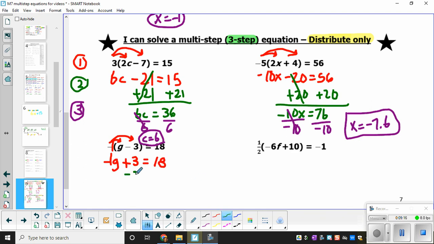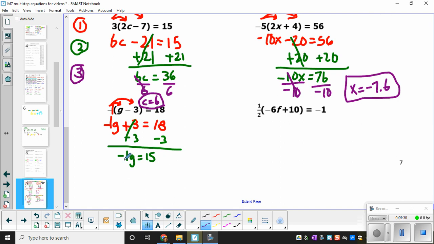Now for the second step, I'm going to subtract the 3 on both sides in green here to get rid of the constant. Those cancel out, and I'm left with negative 1g over here. And 18 minus 3 is 15. Now we're going to divide both sides here by this negative 1, because we want g to be a positive g all by itself. And so here, the 15 divided by negative 1 is negative 15. So you can see our 3 steps here. We distributed in red, got rid of the constant in green, and then divided by the coefficient in purple.